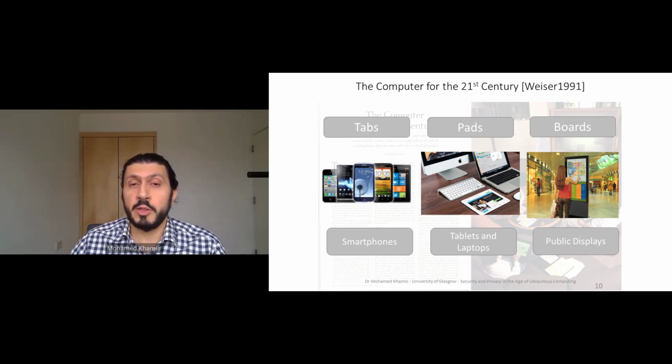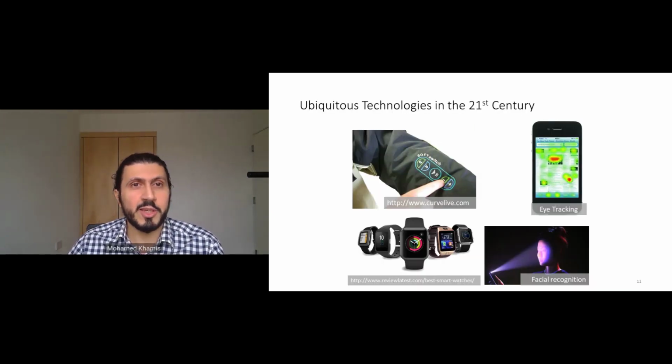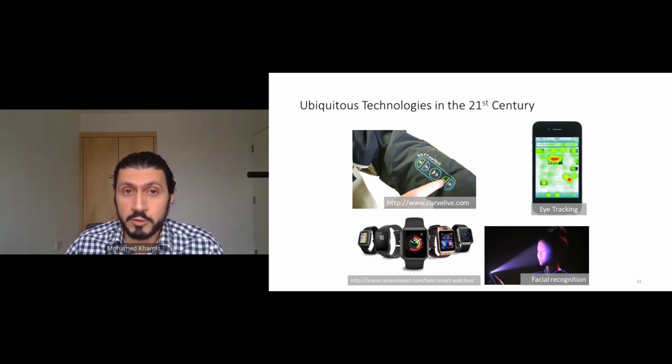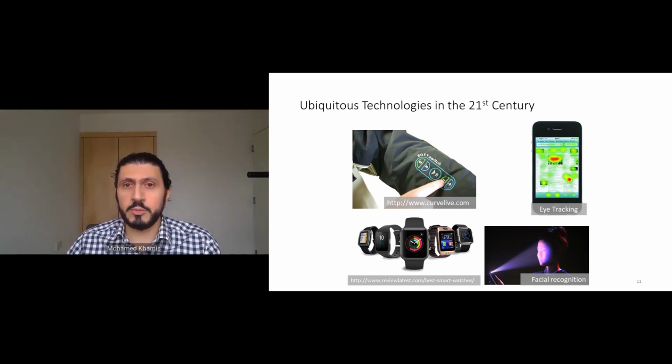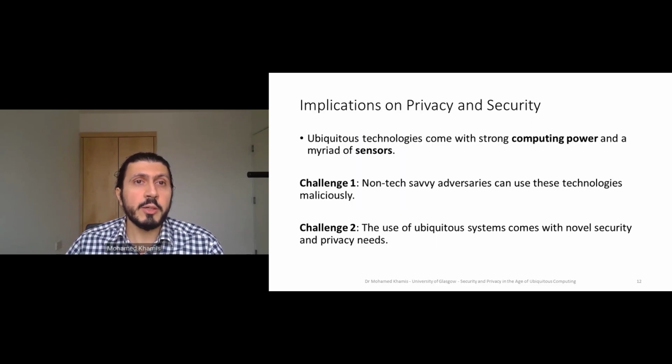And it's come a long way since then as well. So today we have, for example, clothes that you can interact with. There are smartwatches. There are smartphones that can track your eye movements and can tell where you're looking on the screen. You've got smartphones that can do facial recognition. And these are all great things. They have tangible benefits to their users and businesses and so on. But then they also come with implications on privacy and security.